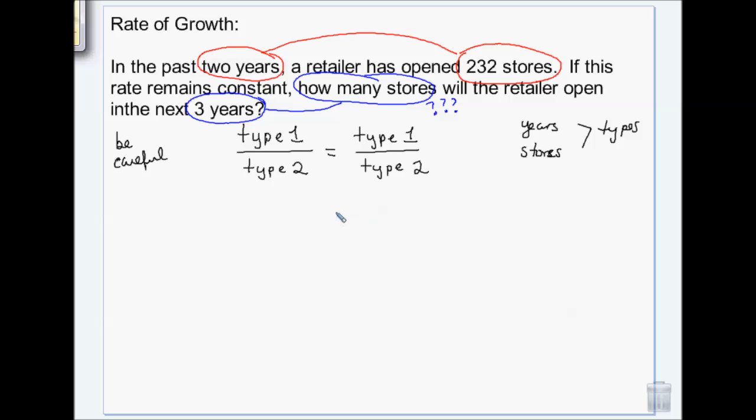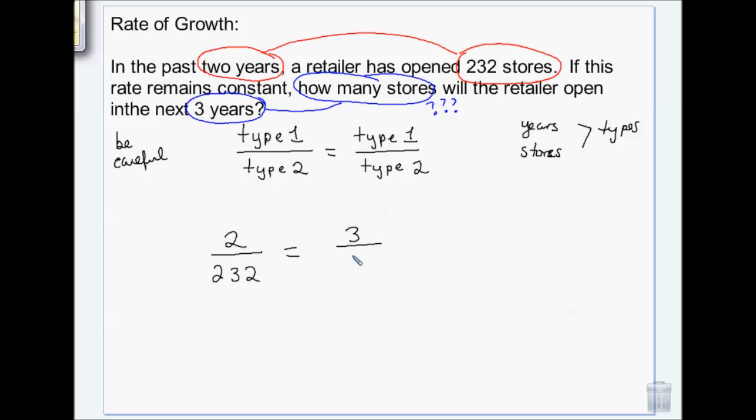So I'm going to set up a proportion for this. The two that go together, the 2 years and the 232 stores, I'm going to put the 2 on top just because it looks prettier to me. But you could easily put the 232 on top. It doesn't matter. Okay? So now when I come over here, if the 2, which is years, is on top on this side, years has to be on top on that side. Make sense?